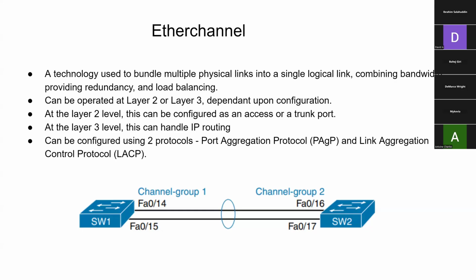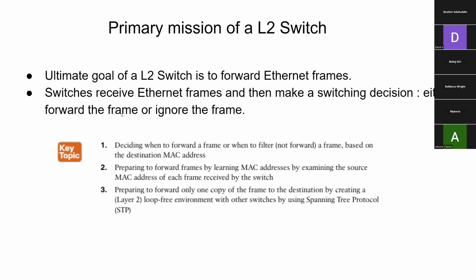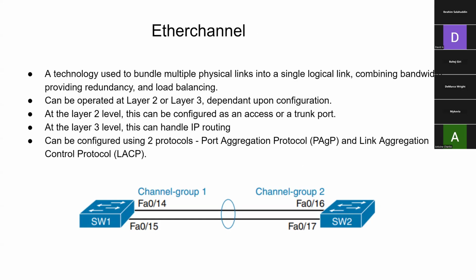Cool. So yes, it can be operated at layer 2 or layer 3, depending upon configuration. And then we also have two protocols that can be used to configure a port channel, or Ether channel: Port Aggregation Protocol and Link Aggregation Control Protocol. PAgP is a Cisco proprietary protocol, so it can only be used on Cisco devices. LACP is vendor neutral, so it can be used across multiple different vendors.